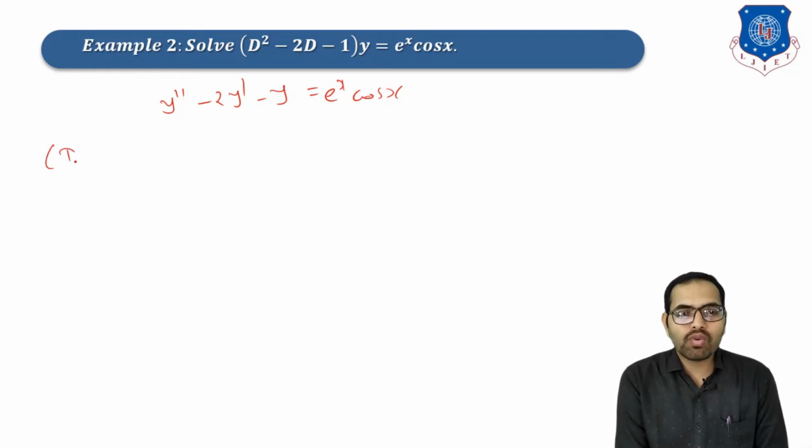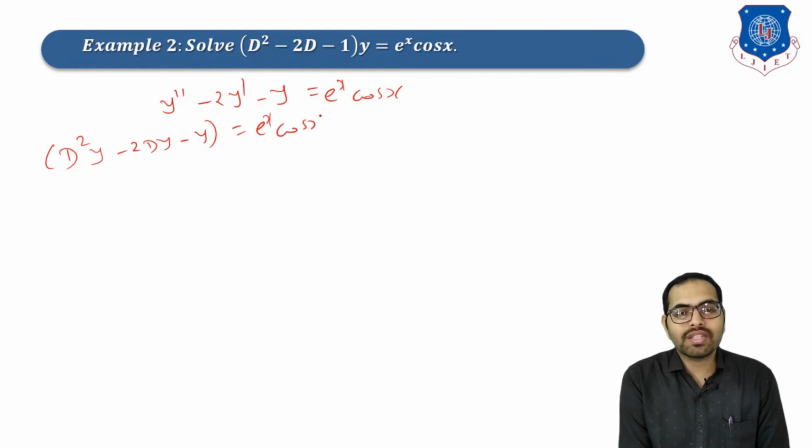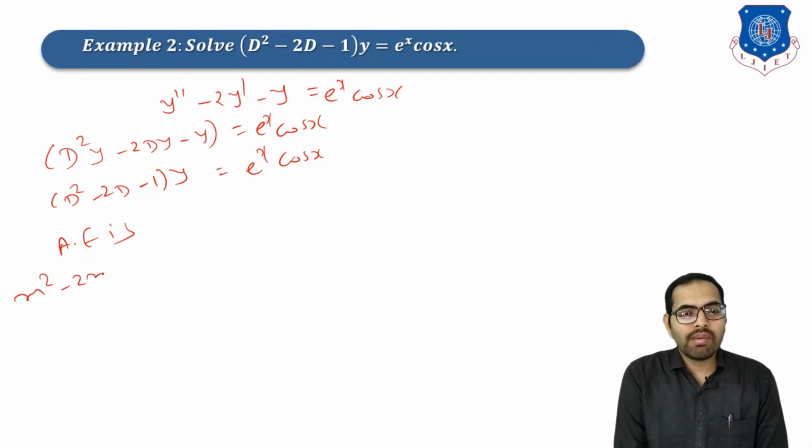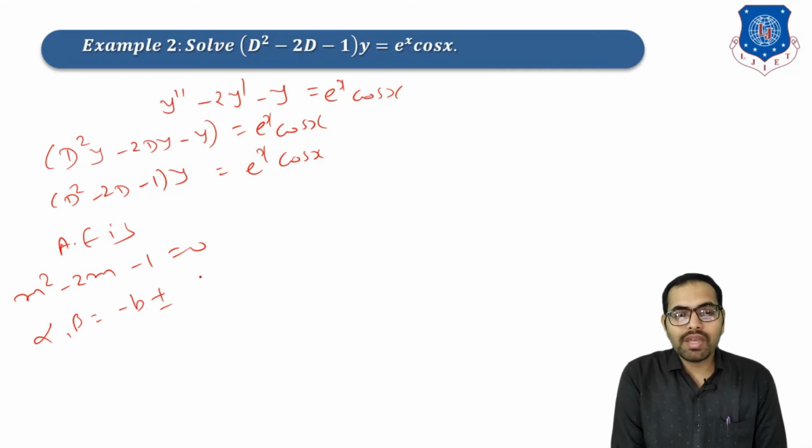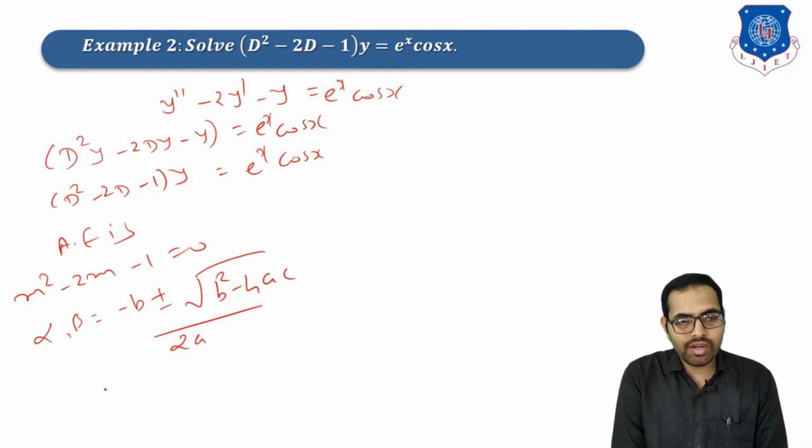Then first what we have to do is rewrite the equation, meaning D squared y minus 2Dy minus y equal to e raised to x into cos x. Here y will be common, then (D squared minus 2D minus 1) of y is equal to e raised to x into cos x. Now our auxiliary equation is m squared minus 2m minus 1 equal to 0. Now we cannot factorize directly, so with the help of the Sridhar Acharya formula, minus b plus or minus root delta, which is b squared minus 4ac, upon 2a.